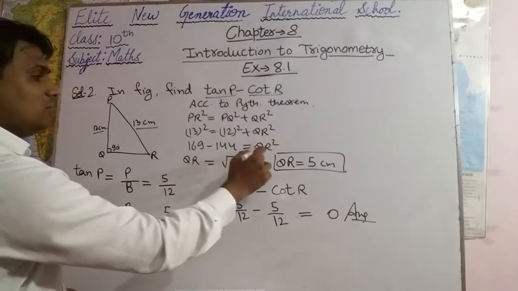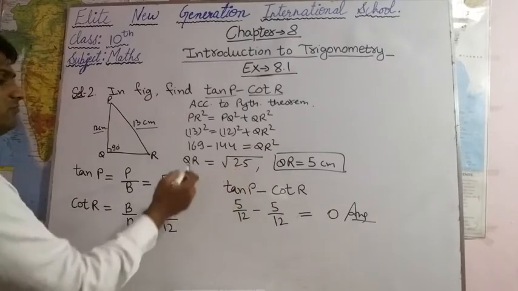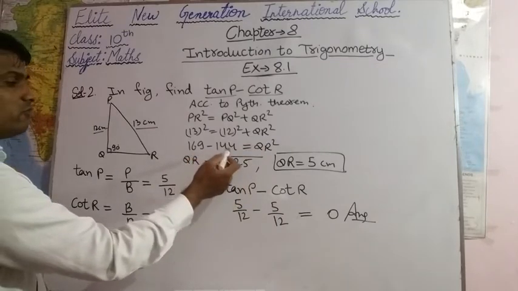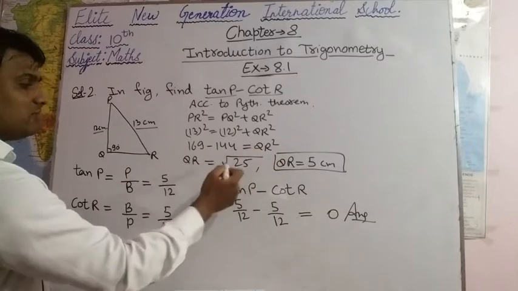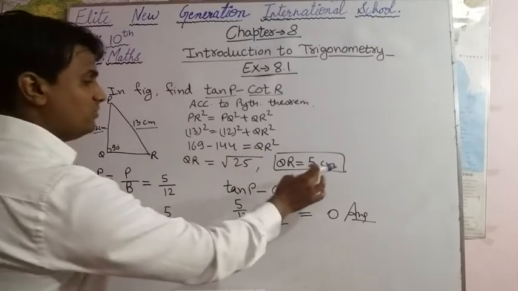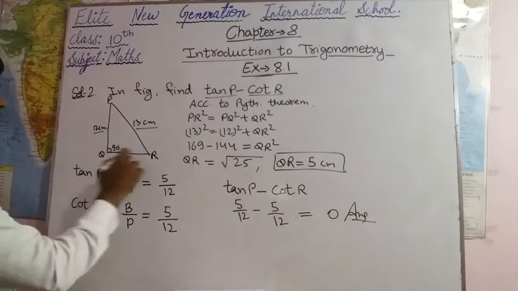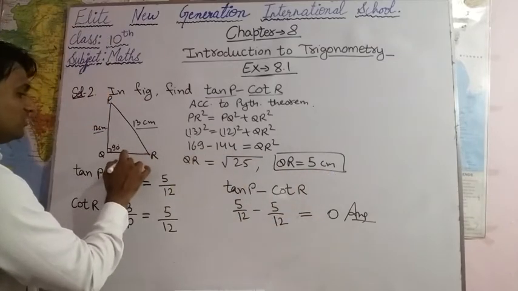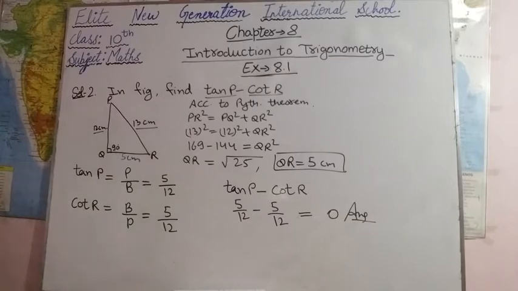Now for finding the value of QR, it will be under root 25. 169 minus 144 will be 25, and the square will shift to this side, it will become under root. So under root 25 will be 5. So here we can say the value of QR will be 5. So the value of QR is 5 centimeter.